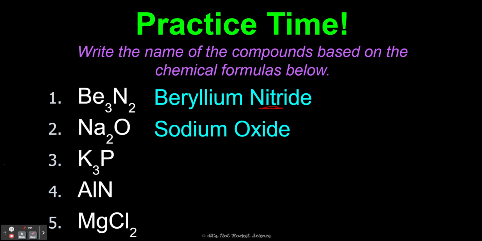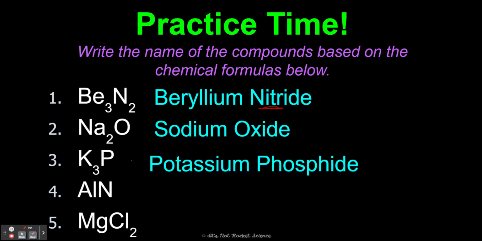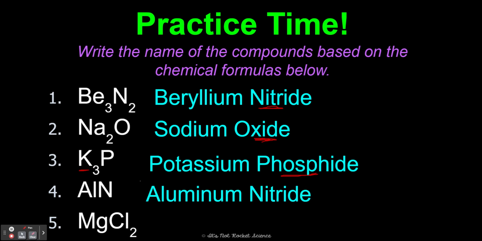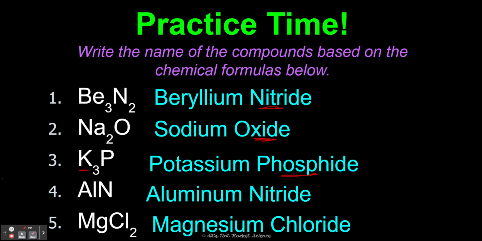Potassium and phosphorus, so potassium phosphide. Again, another one that gets shortened. It's not phosphoride, it's phosphide. And this oxygen is not an oxygenide, it's oxide. And for the chemical symbols that are a little funky, like K for potassium, that's something you just got to know, or you can look it up on the periodic table. So aluminum nitrogen, aluminum nitride, and the last one, magnesium chloride.